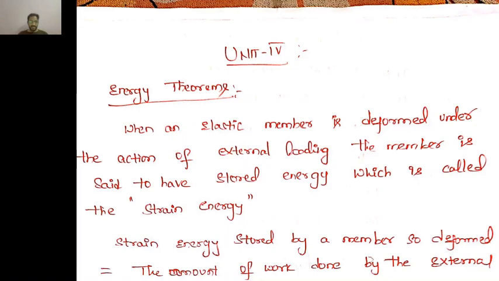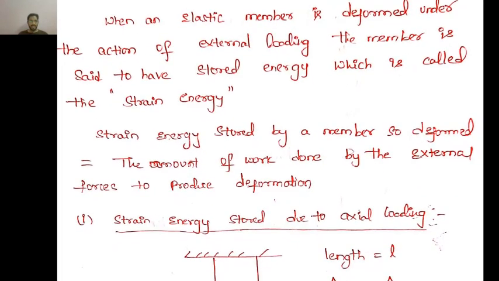So when an elastic member is subjected to an external load, it stores some energy known as strain energy. Next, one of the basic important notes: the strain energy stored internally must be equal to the work done due to the external load. It is the equilibrium condition. The strain energy is the internal energy, and it must equal the work done by the external loading.